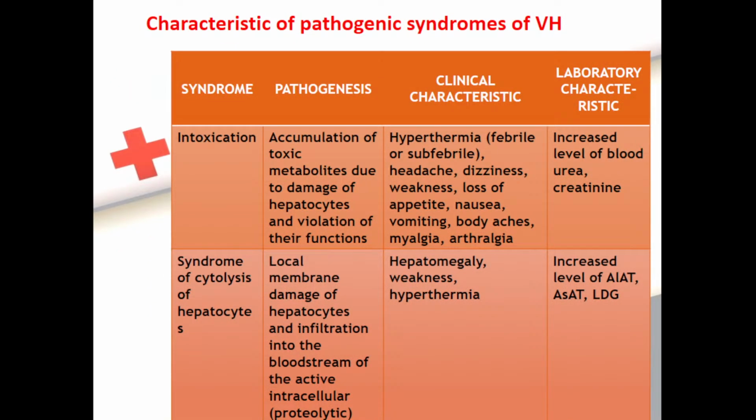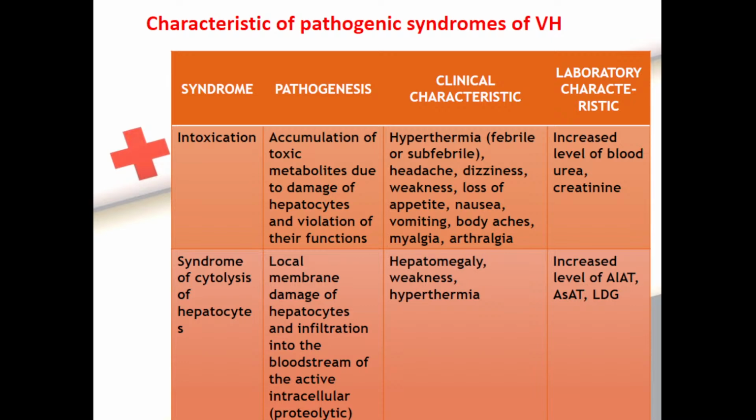Characteristics of pathogenetic syndromes of viral hepatitis. Intoxication syndrome, pathogenesis: accumulation of toxic metabolites due to damage of hepatocytes and violation of their function. Clinical characteristics: febrile or subfebrile temperature, headache, dizziness, weakness, loss of appetite, nausea, vomiting, body aches, myalgia, arthralgia. Yes, all symptoms of general intoxication. In the laboratory, you can find increased levels of blood urea and creatinine.